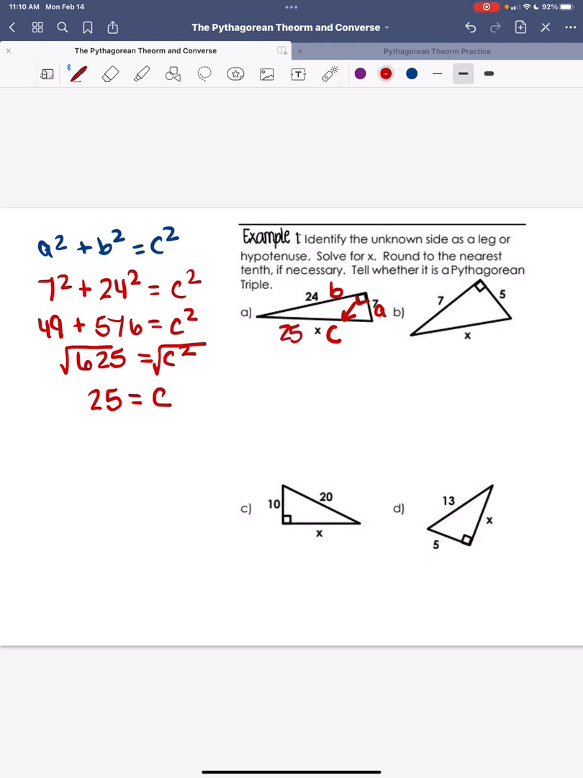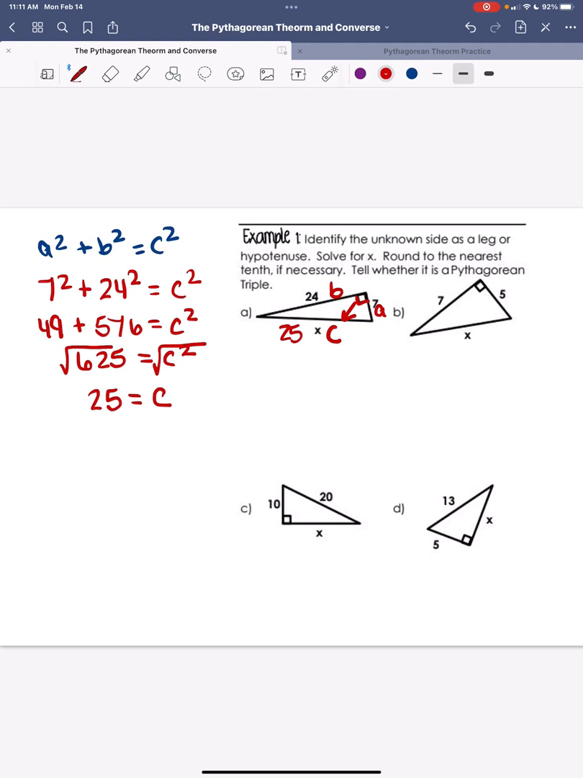Now let's talk about why that makes sense. Remember that I said earlier in this video that your hypotenuse is your longest side. So if I look at the legs, I have lengths of 7 and 24. So ask yourself, does it make sense that my hypotenuse would be 25 units long? And it does, because it is longer than either one of the legs.